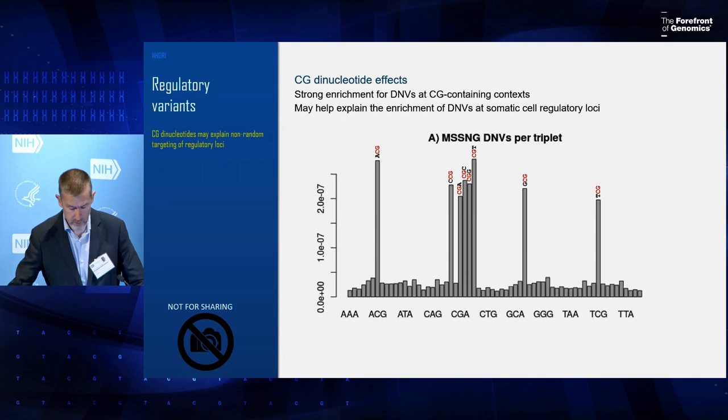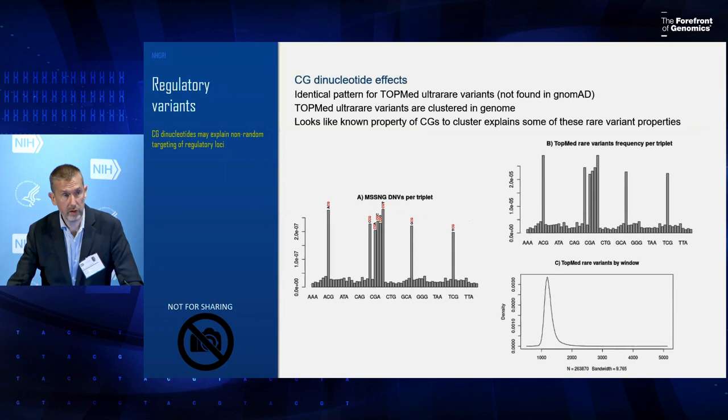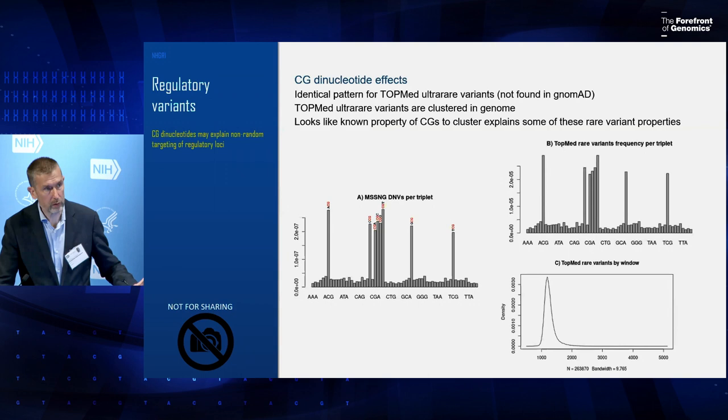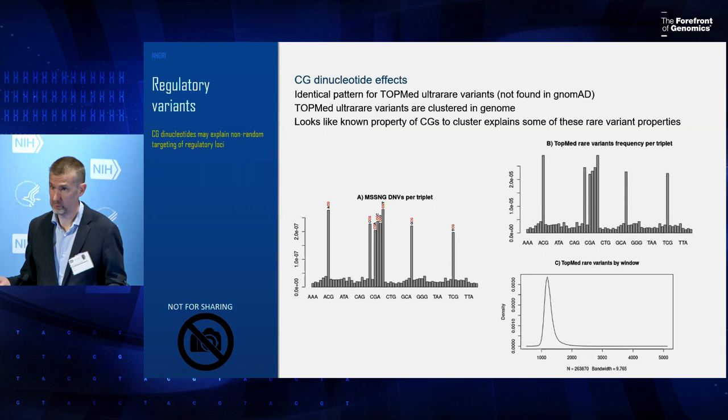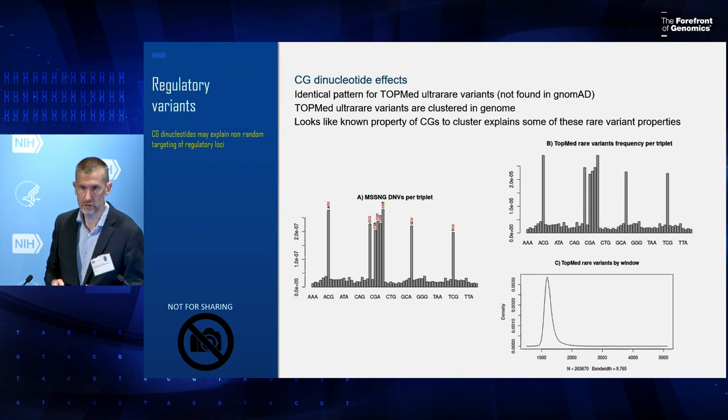We then looked at the ultra rare variants in TOPMed, where N equals zero in gnomAD. They weren't found in gnomAD, exactly the same pattern. And when we looked at those TOPMed rare variants by window, they're clustered. So we think that what we're seeing is clustered CGs in the genome. And for anybody who's spent any time looking at the genome, and I think that this place people probably have, we recognize these to be like CpG islands, the regulatory elements of genes.